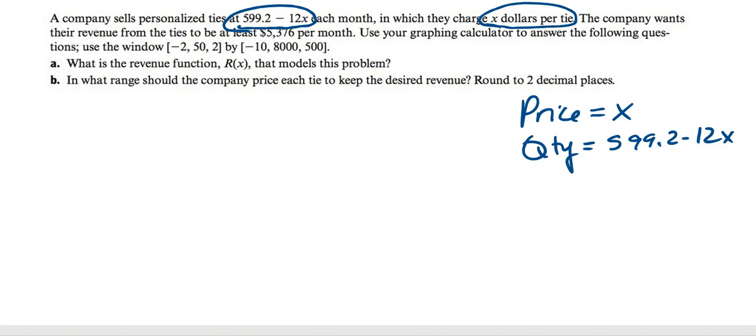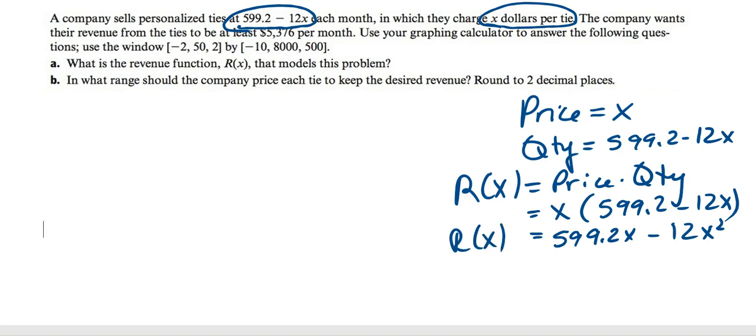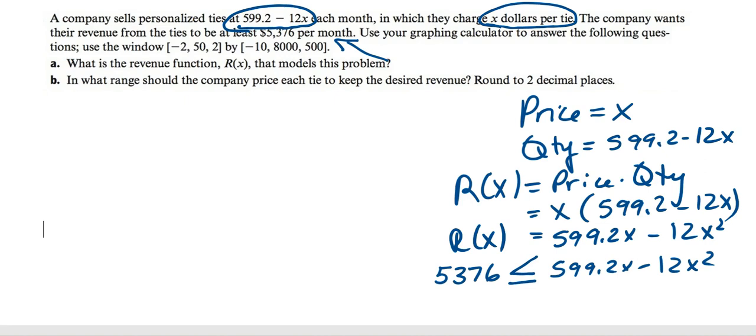They ask us to write a revenue function, and we know revenue is equal to price times quantity. So our price is X, and our quantity is 599.2 minus 12X. So we can distribute that and find our revenue. But in our particular case, they tell us that we want our revenue to be at least $5,376 per month. So I'm going to replace that with my R(X), and I want my revenue to be at least that. So I'm going to use an inequality sign.